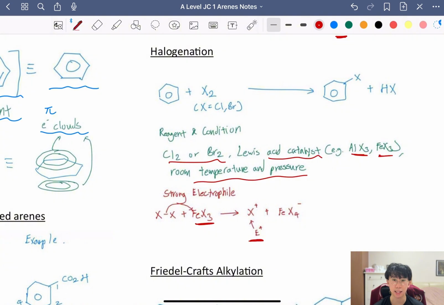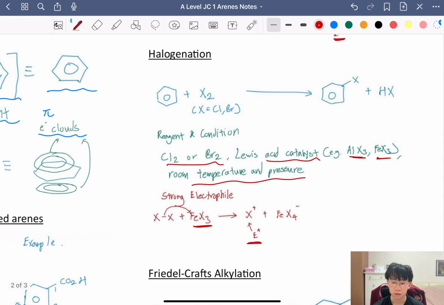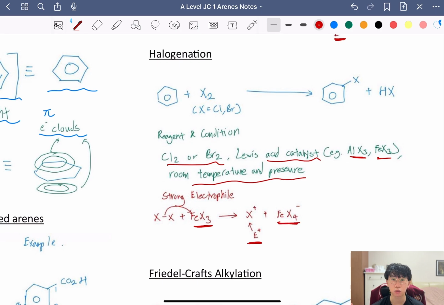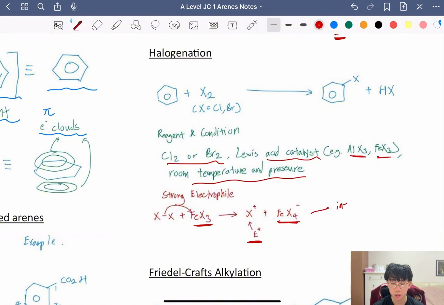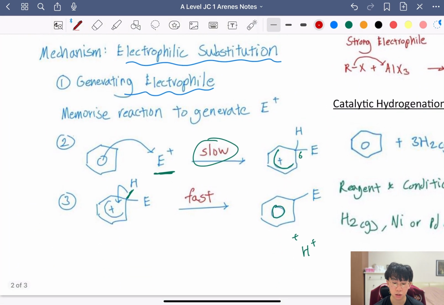And this Lewis acid catalyst is going to form the strong electrophile, and the Lewis acid catalyst will also form this intermediate. Now this intermediate over here is also very important because it is what is used to extract the H+ later on in the third step of your reaction. I'm talking about the H+ over here.